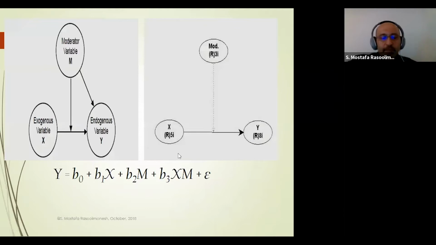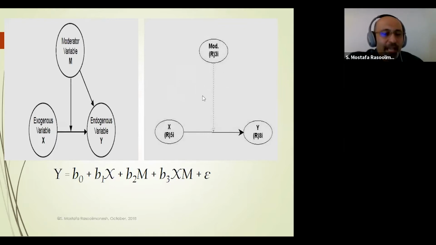Okay, the first method is interaction effect. Based on this method, we need to create an interaction effect between the IV and the moderator. This is the way we show a moderating hypothesis or moderating variable, with a dashed arrow to the relationship between X and Y.